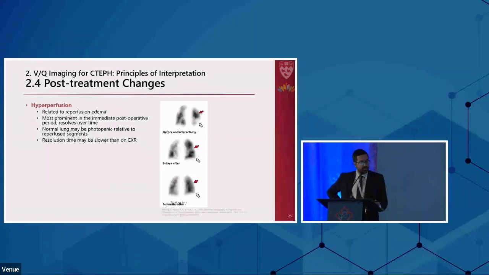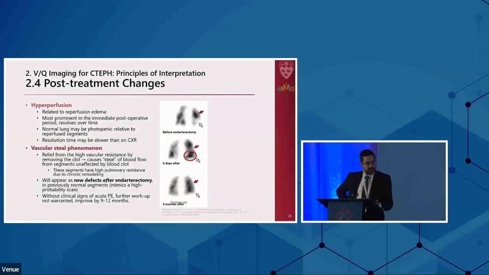The first one is hyperperfusion, and that's in the immediate post-operative period and should tend to resolve after. What happens is that normal lung may be photopenic relative to reperfused segments. For example, in this example, the large defect inferiorly after the surgery improves, and it's even more intense than usual, but with time it becomes more homogeneous with the remainder of the lung. So that's hyperperfusion that can occur after treatment.